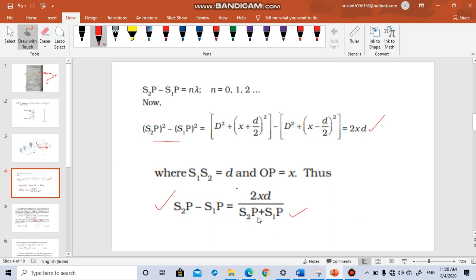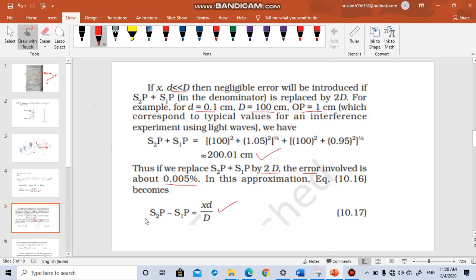In the denominator you need to put 2 times capital D. Then you get this expression: S2P minus S1P is equal to x small d by capital D. So this is the expression we have got. What is S2P minus S1P? It is the path difference. We are trying to find the path difference. Why we are trying to find it, we will see.